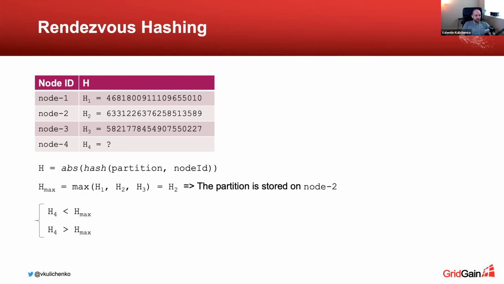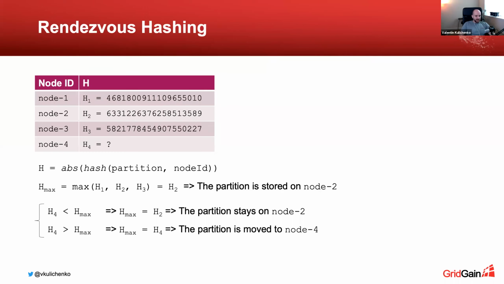In the first case, if h4 is less than hmax, we have the same hmax remaining, which is h2, right? So it doesn't change. Therefore, the mapping doesn't change and the partition stays on node 2 where it used to be. In the second case, h4 is our new hmax, right? Which means that the mapping changes and the partition is moved to node 4. So in other words, we have only 2 possibilities here. The partition either stays where it used to be, or it is moved to this new node that we've just added.